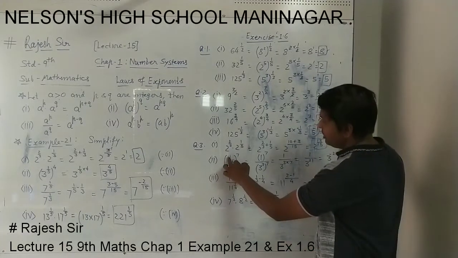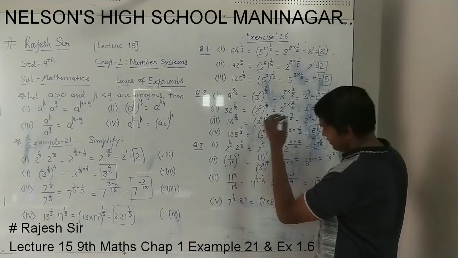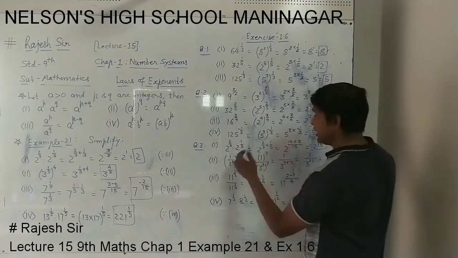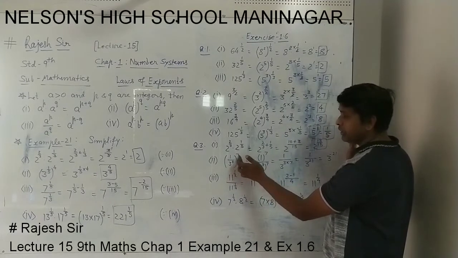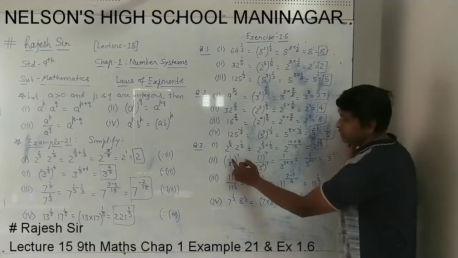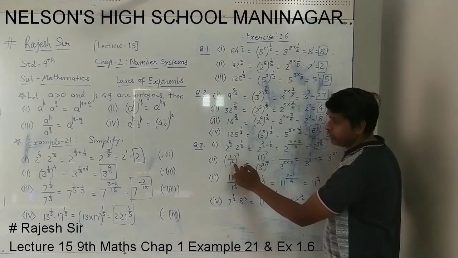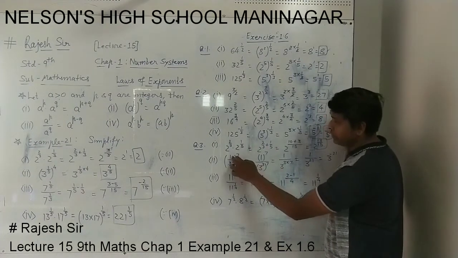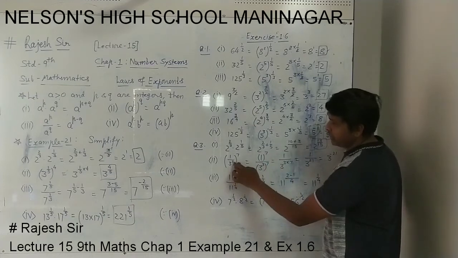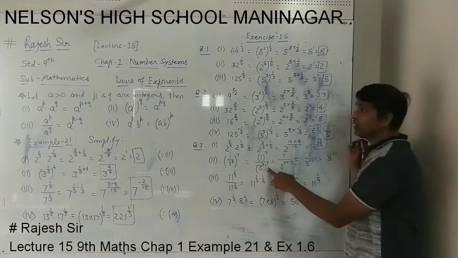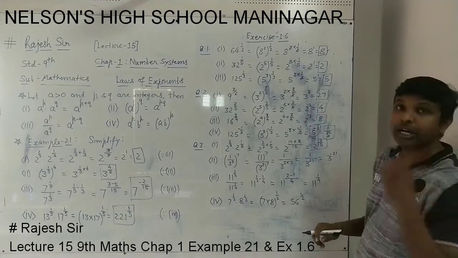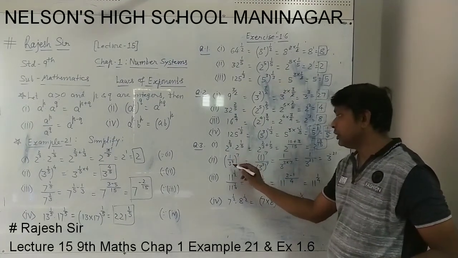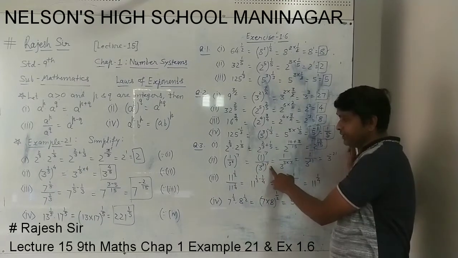Then the second number, 1 upon 3 raised to 3, whole raised to 7. The whole power can be separated for the numerator and denominator. This power 7 is for 1 also, and the power 7 is for the denominator also. So I have separated it: 1 raised to 7 upon 3 raised to 3, whole raised to 7. As in the previously seen laws of identities, the whole power 7 is for both numerator and denominator, so we have divided both.